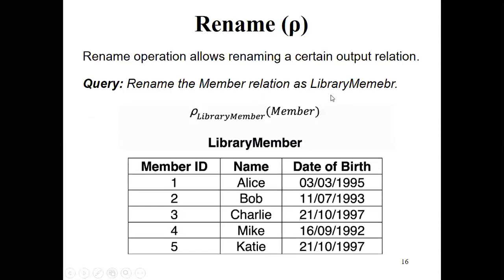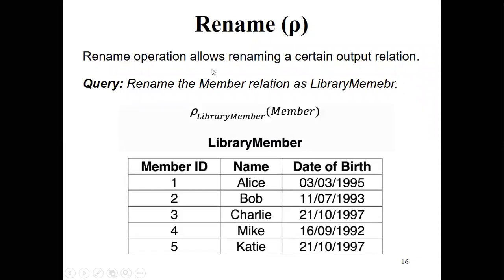Rename actually has a very important role. Whenever we are joining two relations based on some attribute names, we use one type of join called natural join. If two relations have the same attribute name, they will get joined based on that attribute name. In such situations, if I want to rename, the rename operator comes in.